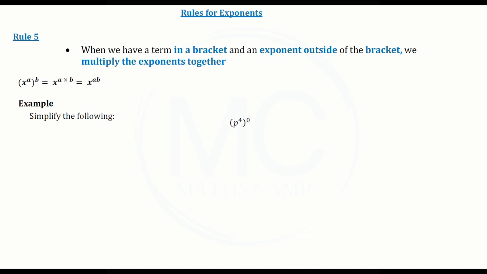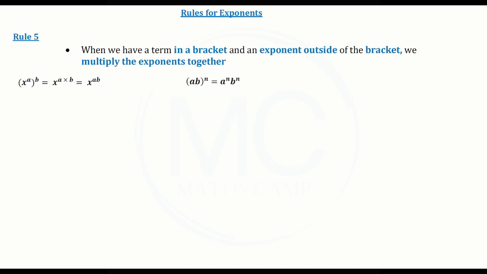P to the power of 4 all to the power of 0. So we say p to the power of 4 multiplied by 0. 4 multiplied by 0 gives us 0, so we get p to the 0. And as we know from rule 2, anything with an exponent of 0 gives us 1.